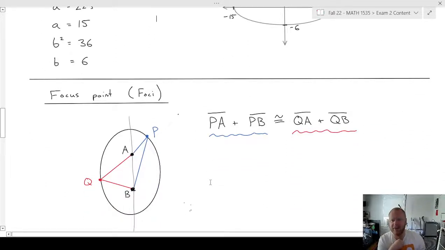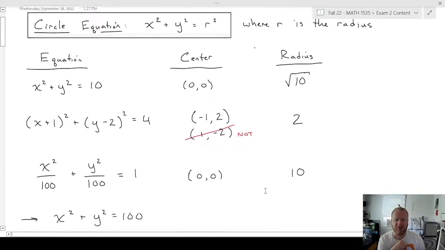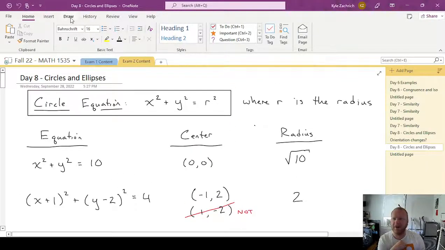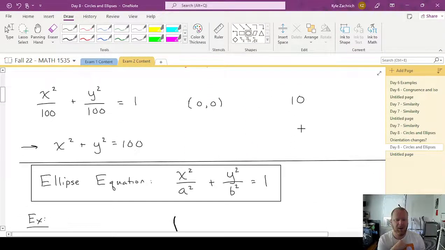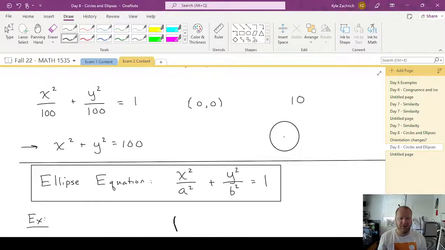Another way to think about ellipses is in terms of focus points. Sometimes these are called foci, F-O-C-I. But focus points are going to be 2 points that have this relationship on here. So if I pick any point on this ellipse, and I'll just contrast this with a circle really quick. So for a circle, again, any point on that circle is equidistant to that center point there. All right, so that distance is, of course, the radius.